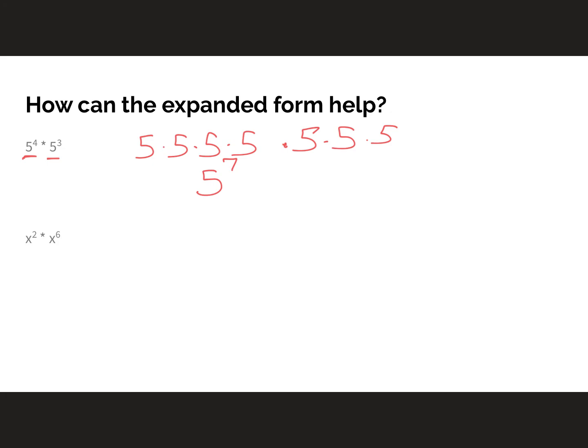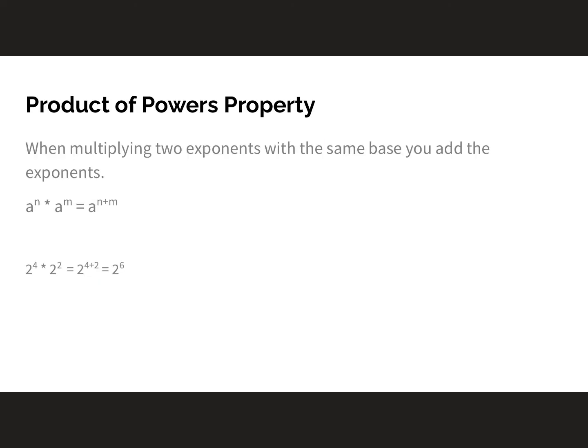And now let's try it with this second problem. Here I have x squared, which is x times x. And I'm multiplying that times x to the 6th, which is x times x, 3, 4, 5, 6. So now if I count my x's, I have 1, 2, 3, 4, 5, 6, 7, 8 x's. So this is just x to the 8th power. Not too hard, right?